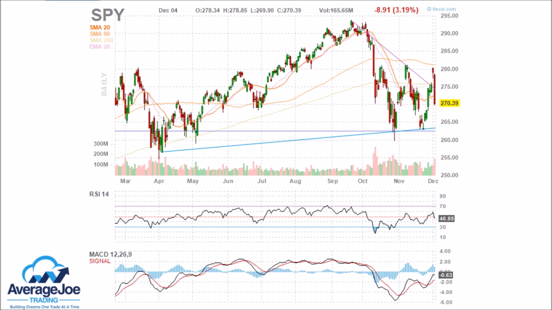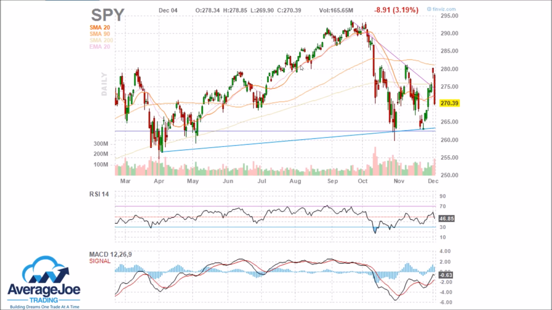For me, again, I relate the S&P 500. I relate the market better to the SPY. It's just something that helps me, and this is what I use.